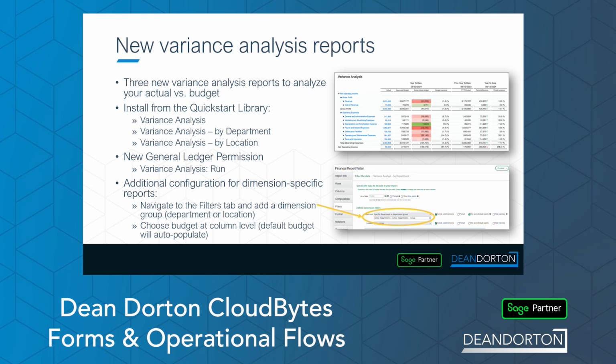And then some additional configuration for dimension-specific reports. Open the report, navigate to the filters tab and add a dimensional group. And choose budget at the column level. So you'll need to do these things if we're talking dimension-specific reporting. So you're looking for projects, you're looking for employee or team member information, departmental information, things like that. You'll need to take a look at these options in the system as well. So new variance analysis reports in the system that you can take advantage of inside that quick start library.